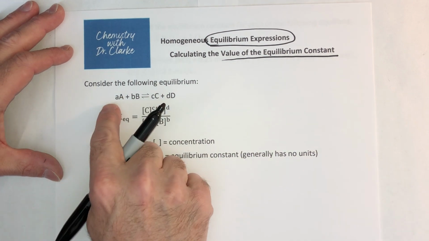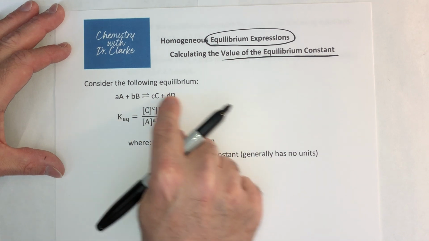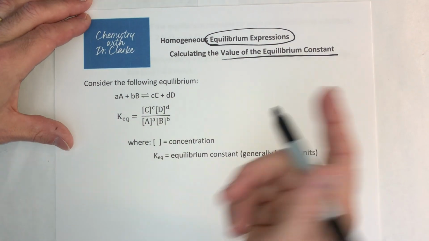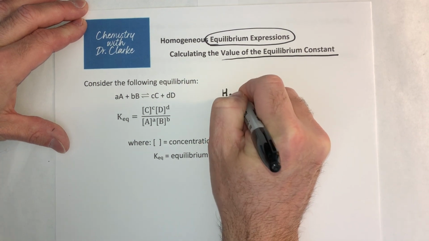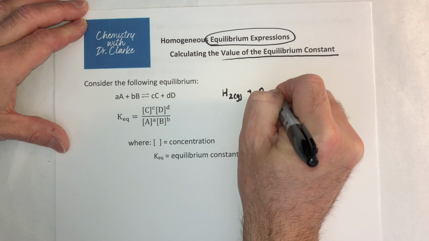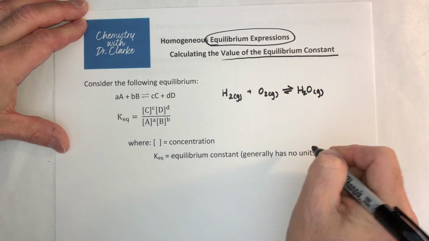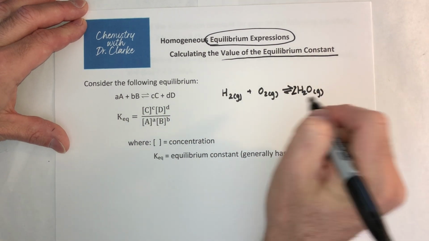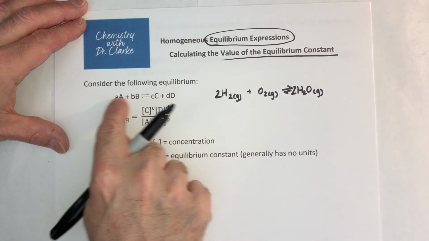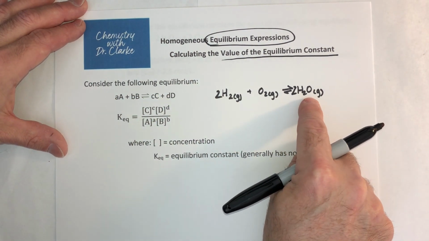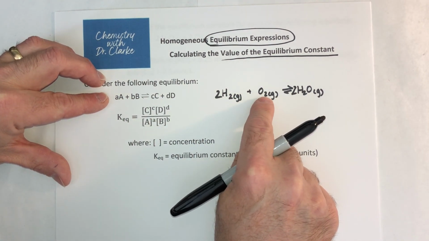Now what I've got here is just a general equilibrium. Reactants turning into products, and I have the equilibrium expression, right? So if we do an actual example, let's say that we have some H2 gas reacting with some O2 gas in equilibrium with some H2O gas. To balance it, I would need a 2 here and a 2 here. Okay, so this is my equilibrium. It's the same as this, but I've included actual chemicals, right? So instead of chemical A and chemical B, I have hydrogen gas and oxygen gas.